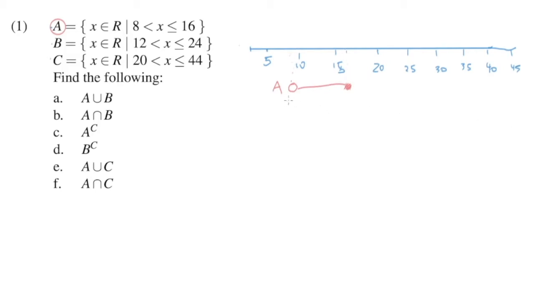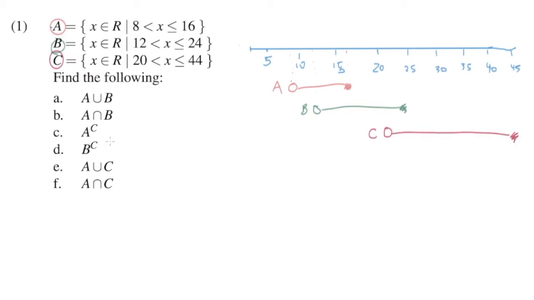How about B? We'll do that in green. So it starts at 12. It's about there. It doesn't include 12, and then it goes all the way up to 24, which it does include. So actually, we can see all of these intervals, they don't include the left boundary, but they all include the right boundary. So C, it goes from 20 to 44. It doesn't include 20, but does include 44, about there.